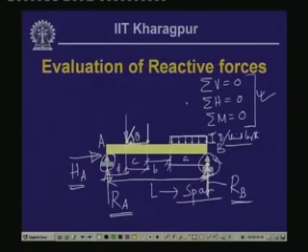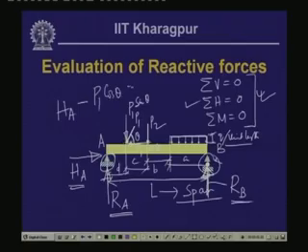So, when we take the summation of horizontal forces as 0, we get H A minus this, if we call this P 1 and this P 2. The vertical component is P 1 sin theta and the horizontal component is P 1 cos theta. So, H A minus P 1 cos theta equals 0, because the direction of H A is in the positive x direction and P 1 cos theta is in the negative x direction. That is why this minus sign comes in. So, this gives us the value of H A.